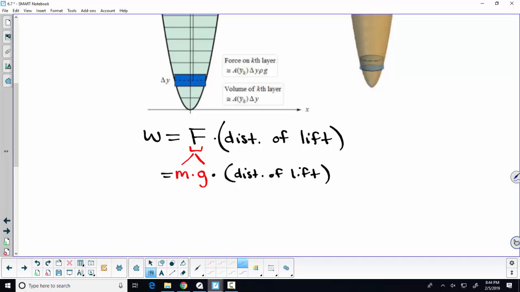What do we know about mass? How do we define mass? Yeah. So are we talking about a linear, an area, or a volume here? Density times volume. We have the density of this liquid we're working out times the volume, right? Because it's in a three-dimensional vessel. So mass is density times volume times gravity times distance of lift.